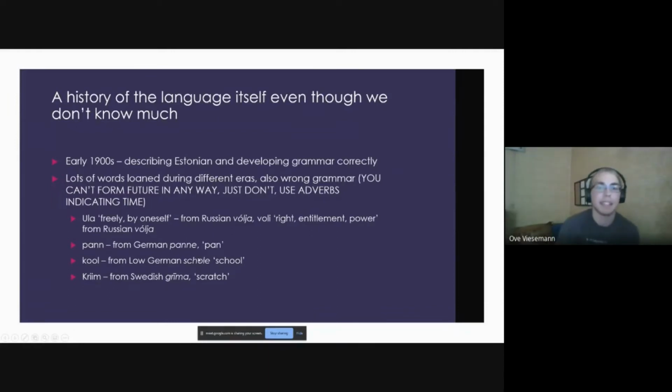And here we can see how the consonant cluster here was lost, initial consonant cluster, and made into just K. Then cream was borrowed in a later time period, and so the consonant cluster wasn't lost. It's from the Swedish krima, which means scratch.